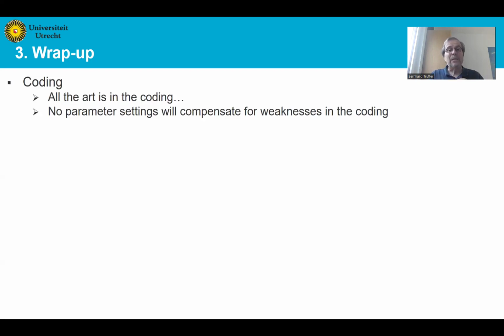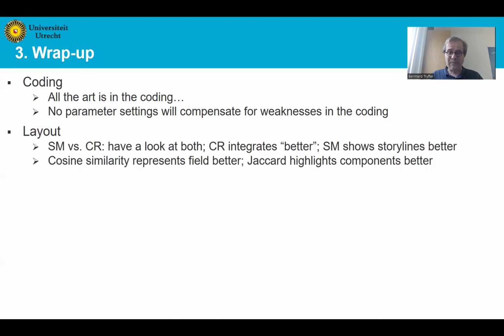So to wrap up, coding is, of course, where all the art is. If you have a not so well elaborated coding tree, then your networks will not look very convincing. And so there is a lot of work to do in the coding and to have clear concepts that are well balanced, etc. And you can have no parameter settings that will compensate for weaknesses in the coding. So that's a very clear starting point for everything.